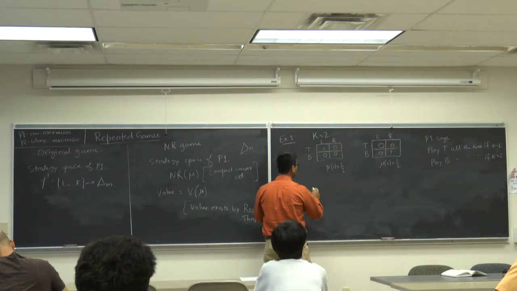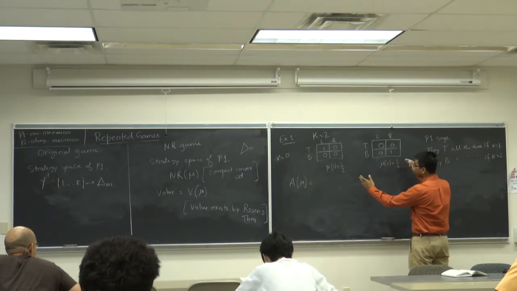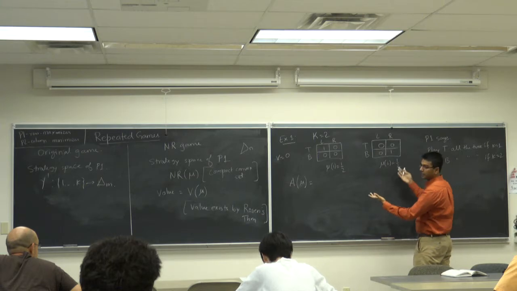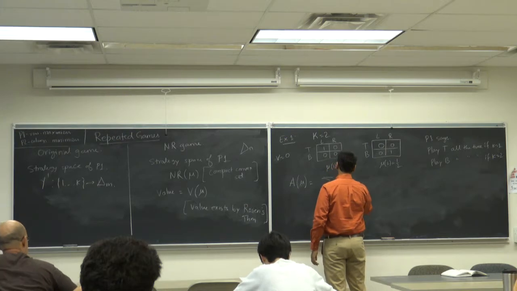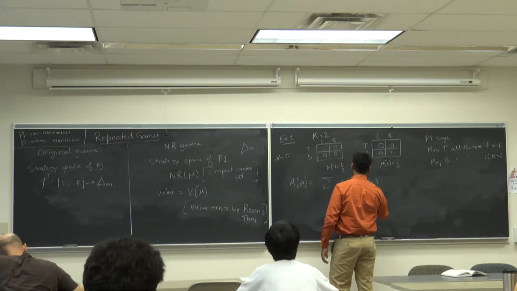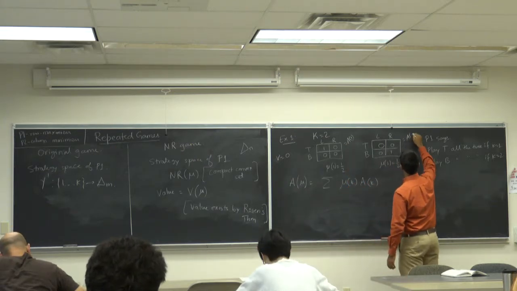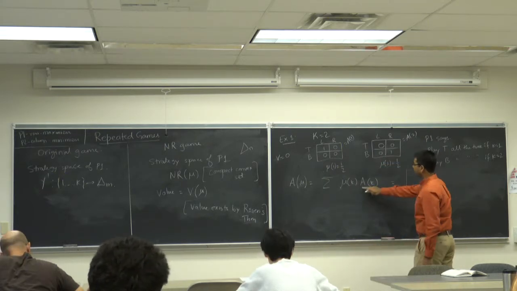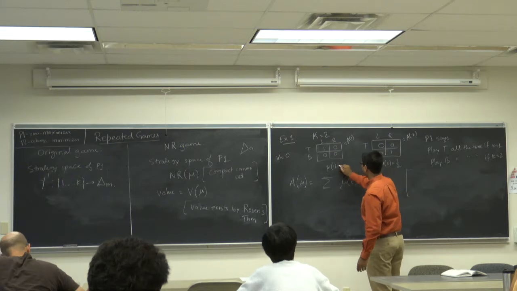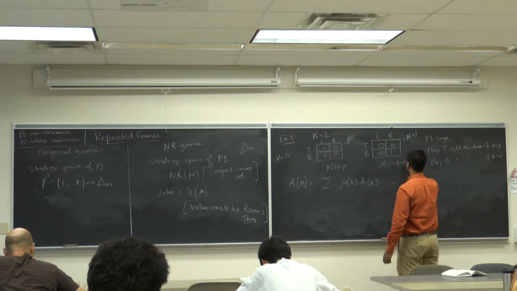Let me consider the game in which player 1 doesn't use any of its information. So I'm just going to sum mu k with A as a function of K. AK is this matrix. So this is my A1 and this is my A2. So this is equal to, for arbitrary mu, so I'm not going to take mu1, let me call it mu1 equals to P and mu2 equals to 1 minus P.